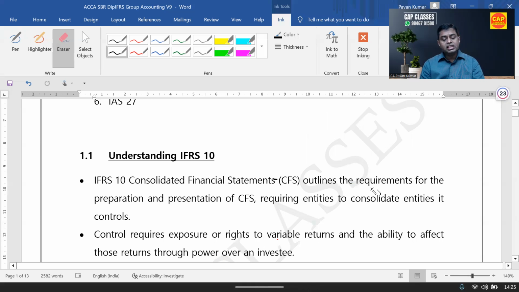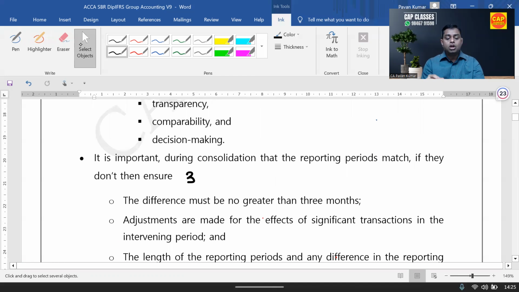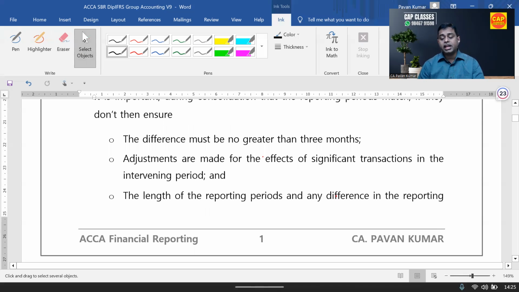Now, practically, instead of having a separate reporting period and then making adjustments, don't you think preparing another set of financial statements for the subsidiary makes more sense? But IFRS is not asking you to prepare subsidiary financial statements ending on the same date as the holding company. No, there is no requirement like that. It can be a 3 months difference, but in that 3 months, whatever significant transactions are happening in the subsidiary company, the financial statements should comprise them. That means adjust financial statements with these events. That is what they are saying.